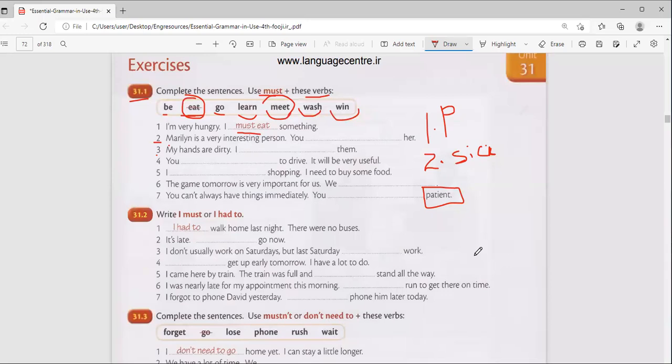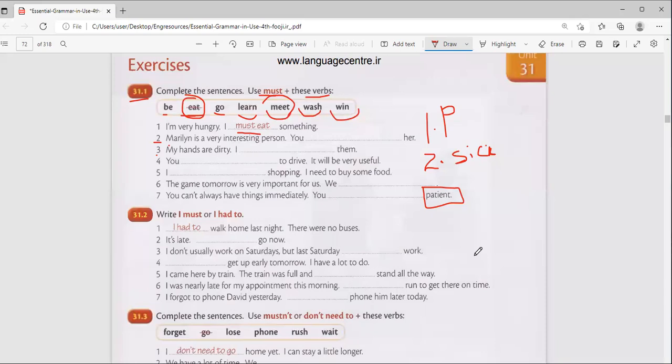Number 3. I don't usually work on Saturday, but last Saturday I had to work. Good. I had to work. Hamid. I had to get up early tomorrow. No, I must get up early tomorrow. I have a lot to do. Yes, I have a lot to do.